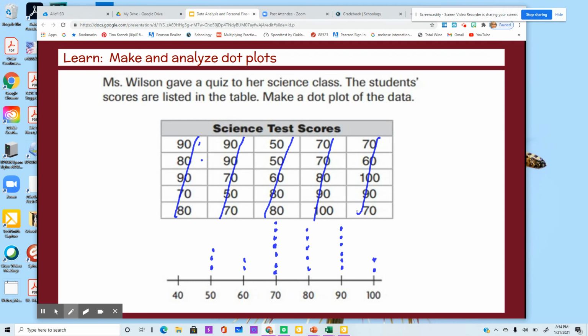Looking at this, few students, only 5 students didn't pass the test. A large number of students got a 70 or a 90. A few students got 100, and it looks like most students got between a 70, 80, or 90.